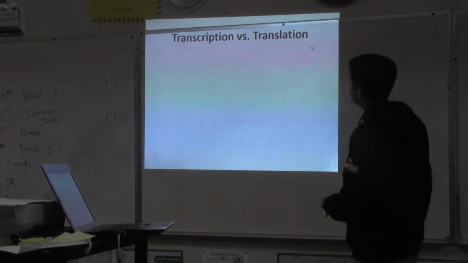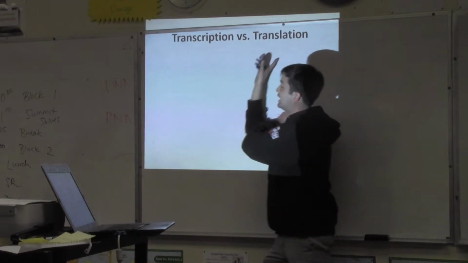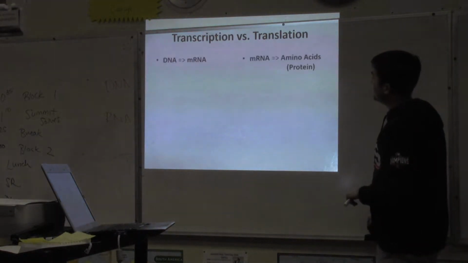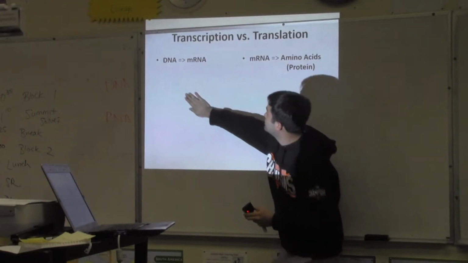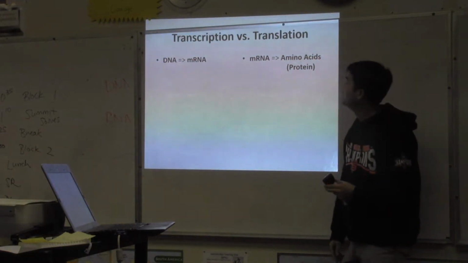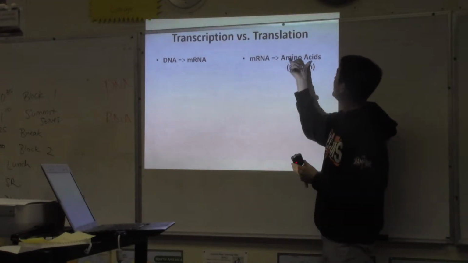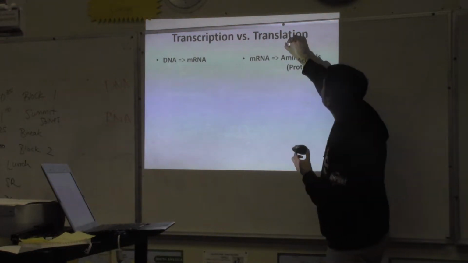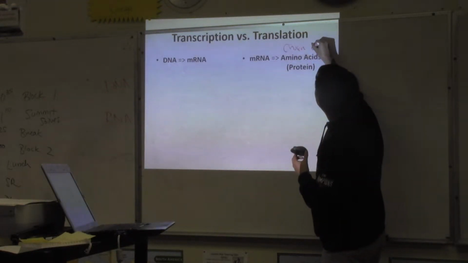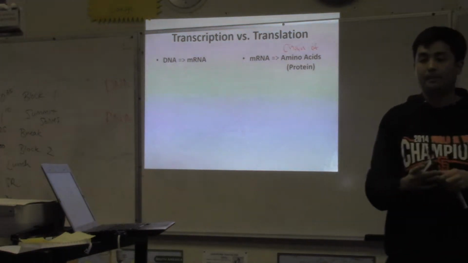All right, so let's talk about the key differences between the two key words we learned, transcription and translation. The first big difference, transcription is taking DNA to make mRNA, whereas translation is making mRNA into amino acids or a protein. And really, we're talking about a chain of amino acids. It's lots of amino acids connected together by those peptide bonds.